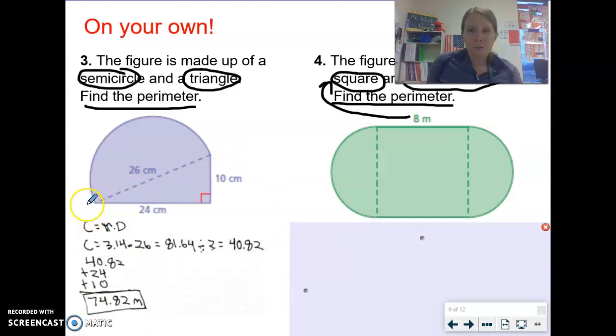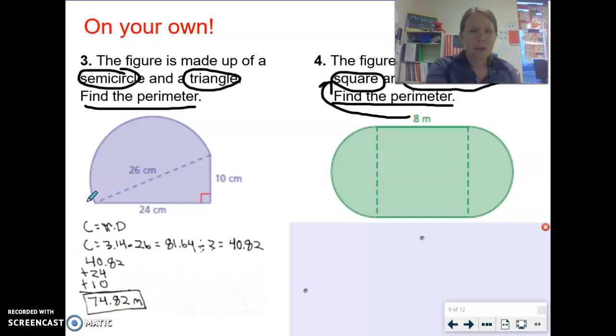So for this one, I didn't break it down as easily as I did for the other problems, thinking about your semicircle and then your triangle. This time I took a look at my semicircle first, using your pi times diameter formula. Plugging in those measurements. So again, if they don't tell you what to use for pi, use 3.14. I have a diameter of 26, so that's why I'm multiplying 3.14 and 26.